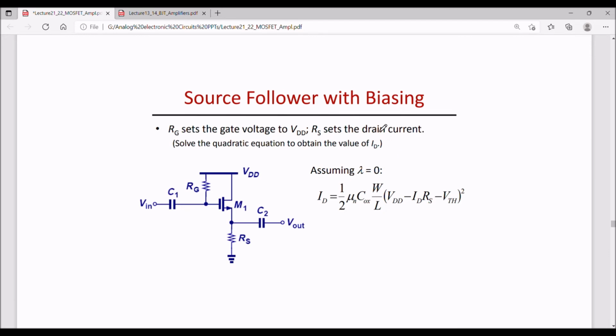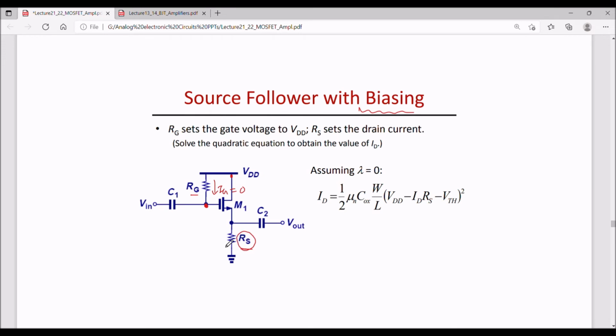Now this source follower can be biased by considering a resistor over here, and also a resistor here. Since there is no current flowing through the gate, this potential would be equal to VDD. That is, this M1 transistor's gate will be biased to VDD. And this RS is used to set the drain current. The drain current will flow through this RS.